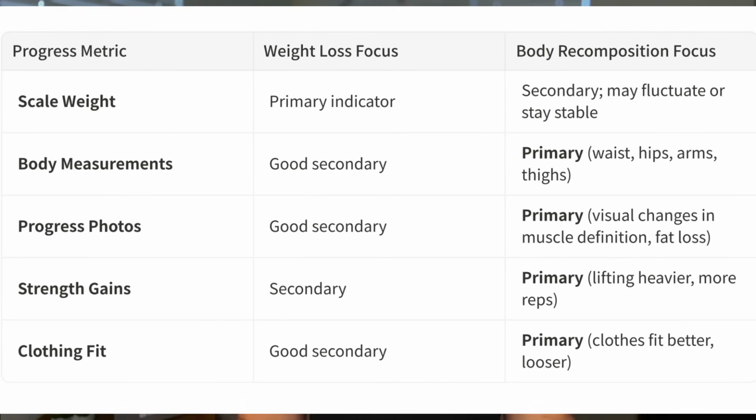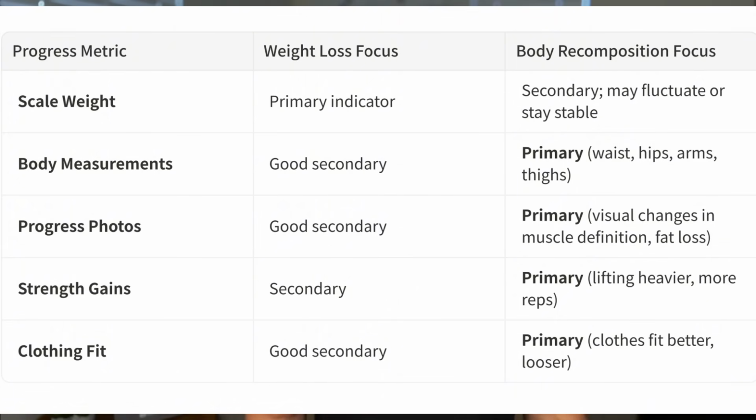I'm just going to pull up this table right here to make it very simple to understand. So let's look at the progress metric of scale weight. If our focus is weight loss, of course, the primary indicator is going to be the number on the scale. If our focus is body recomposition, it's going to be a secondary indicator because it may fluctuate or stay the same. Our body measurements, with weight loss, are a good secondary indicator, but in body recomposition, this is a primary indicator. So measuring our waist, our hips, our arms, our thighs.